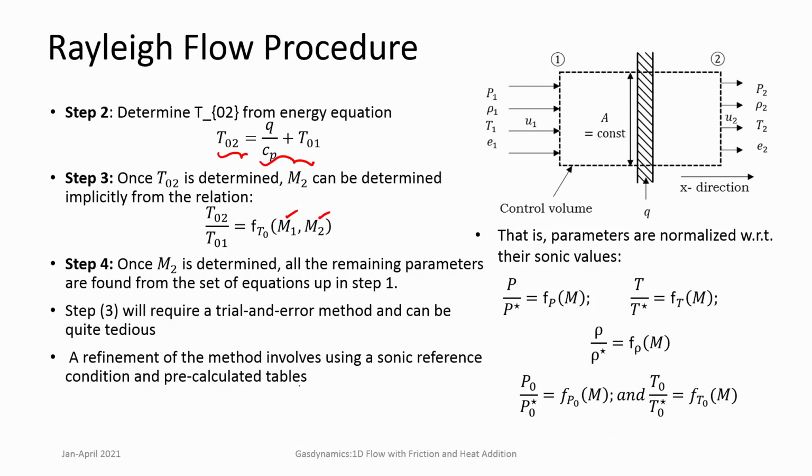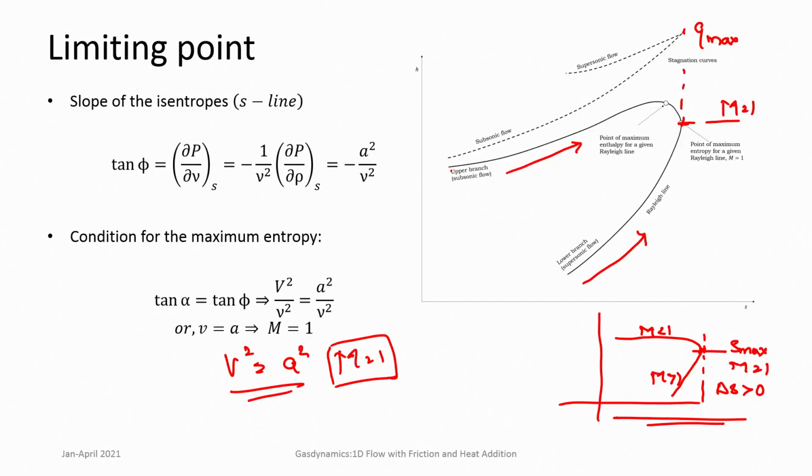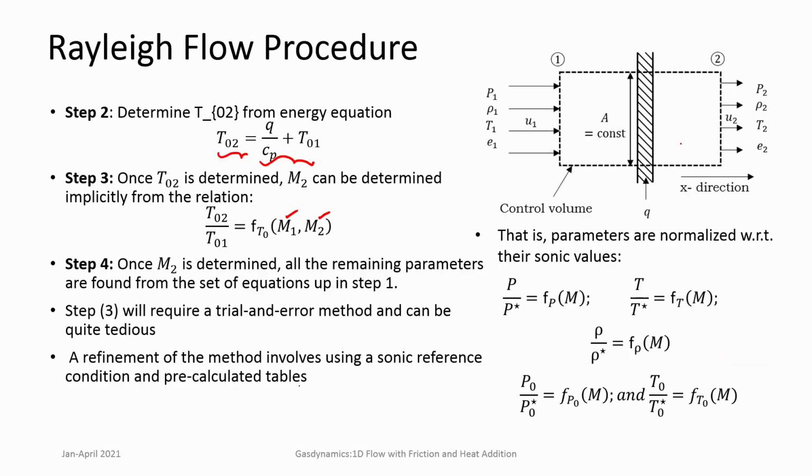So we always use a reference point for the Rayleigh curve. The reference point is the maximum entropy point, where the Mach number also becomes equal to 1. For a given Rayleigh curve, this point is fixed. It is a fixed point for that particular Rayleigh curve, so that is the reference point. You have it in terms of star values: P by P star, T by T star, and rho by rho star.